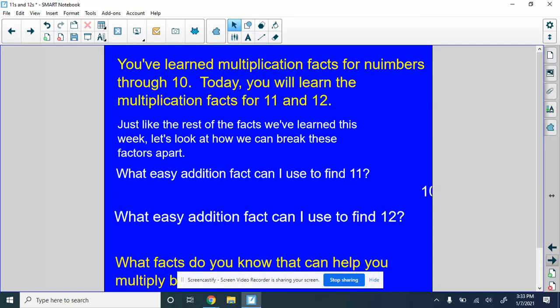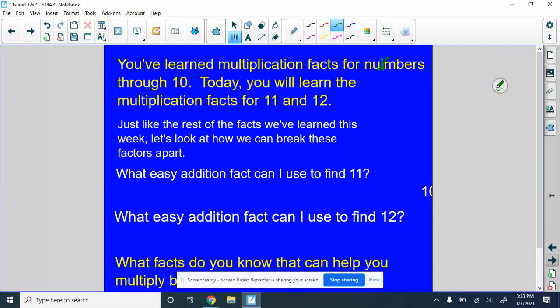You've learned how to solve multiplication facts for numbers, without an I, through 10. Yep, I spelled that wrong. And Savannah, if you didn't catch that, I did. Today you will learn the multiplication facts for 11 and 12. Just like the rest of the facts we've learned this week, we'll look at how we can break these factors apart.